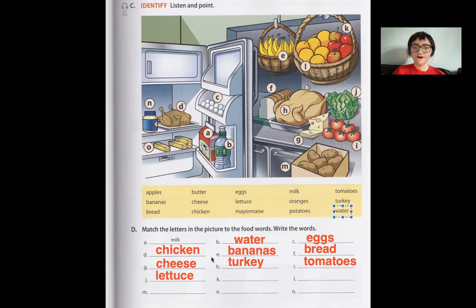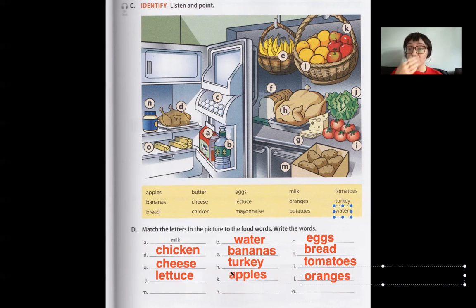Okay, K is the small red apples, yeah? Those are the apples. L is the oranges, O-R-A-N-G-E-S, oranges. Oh, and apples, you spell apples, A-P-P-L-E-S is apples. Oranges, O-R-A-N-G-E-S. Okay, and then M, potatoes, right?